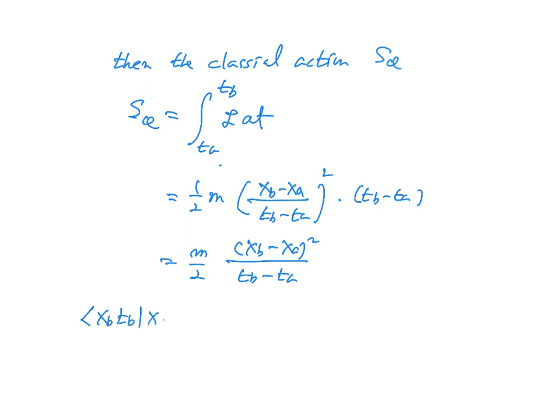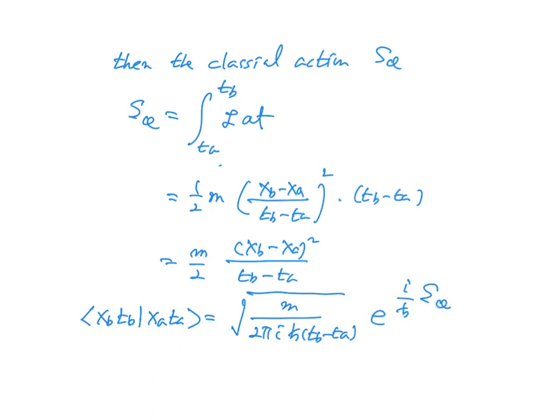So using this classical action, the probability amplitude can be written as the following. Xb tb xa ta is m over 2 pi I h bar tb minus ta exponential I over h bar classical action. So this, we call this a free particle propagator.